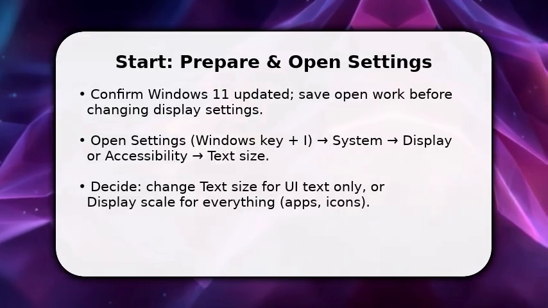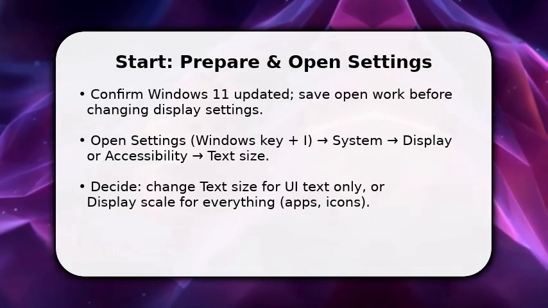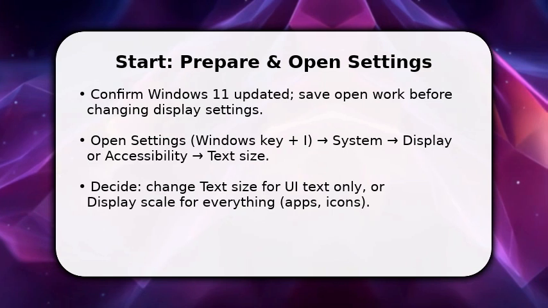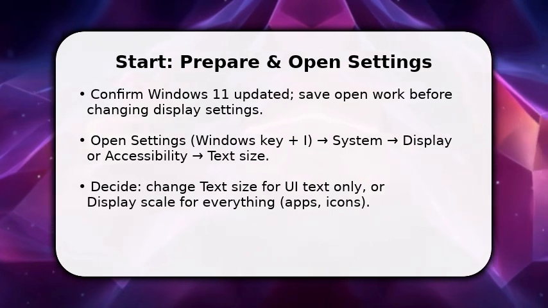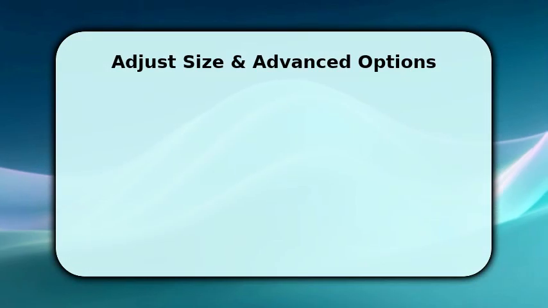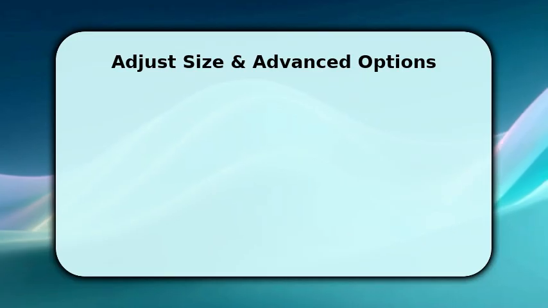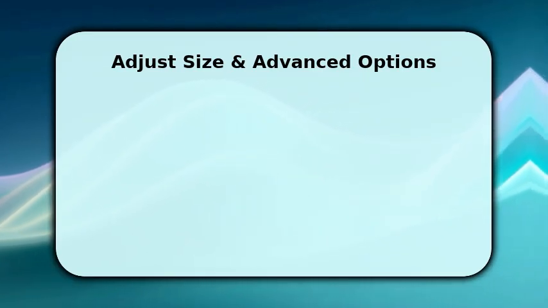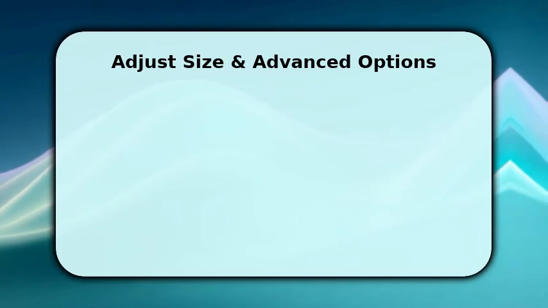You're choosing here because text size adjusts readability without altering layout, whereas scale changes overall UI spacing. So pick the one that matches your goal and proceed to adjust the control. Now adjust the slider or scale and observe the live preview to judge readability. If you used Accessibility > Text size, drag the slider and click Apply to commit changes.